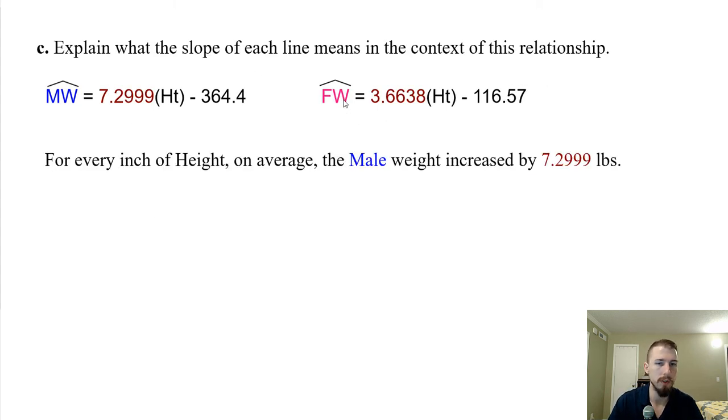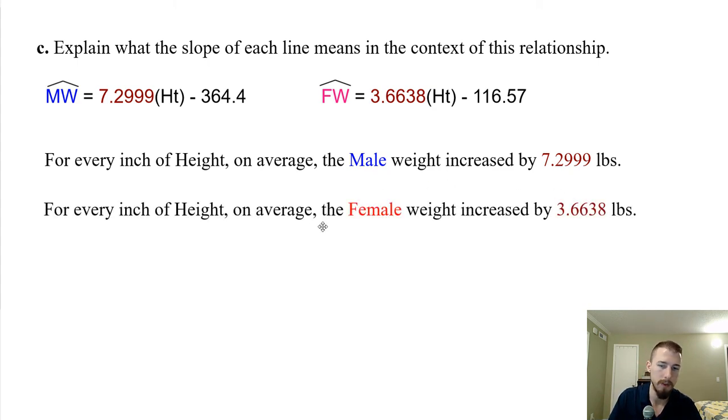Or explain what the slope of each line means in context. That's basically the same thing. So for every inch of height, on average, is what the model is doing, the male weight increased by 7.2999 pounds. And you can say the same thing for the females. So for every inch of height, on average, the female weight increased by that many pounds.